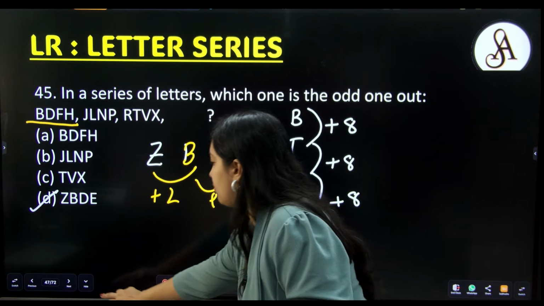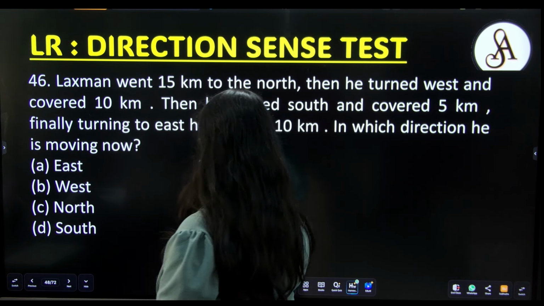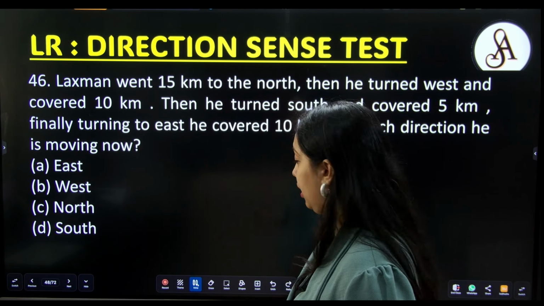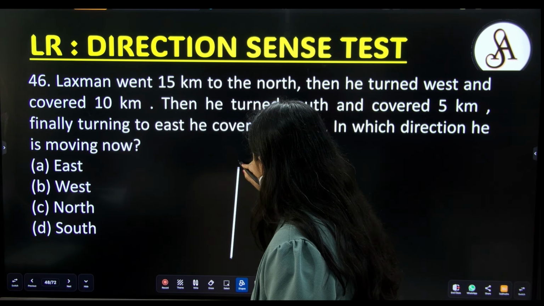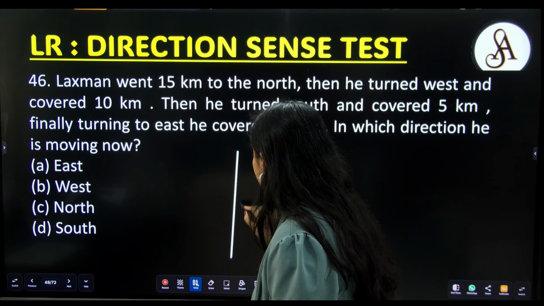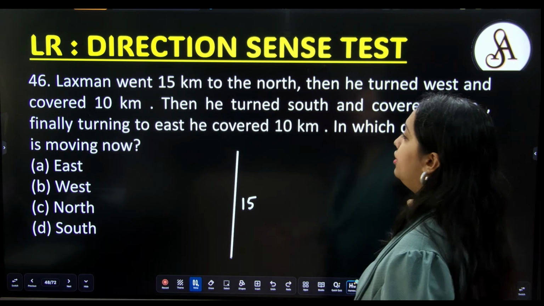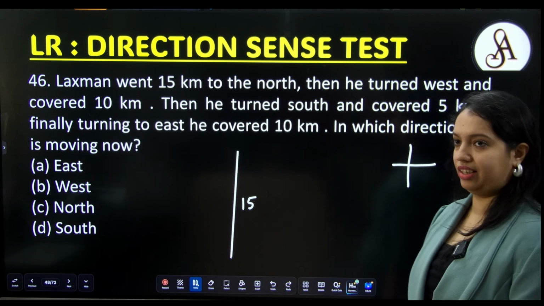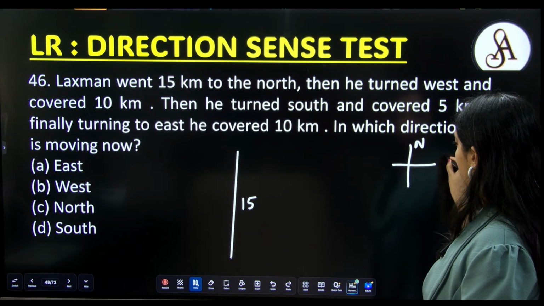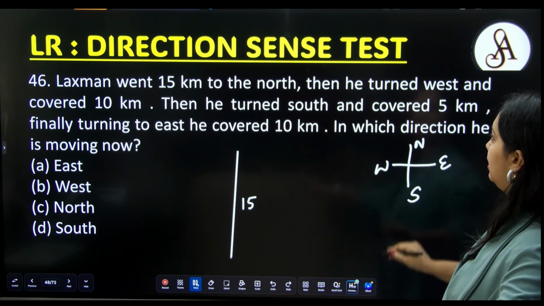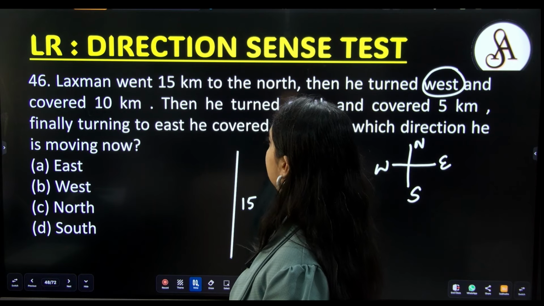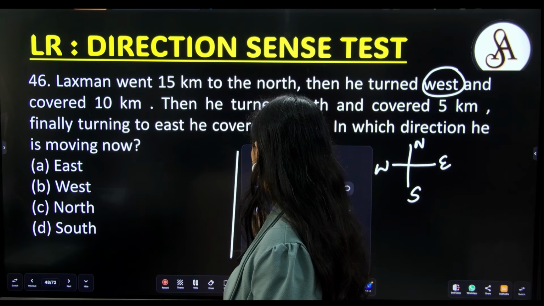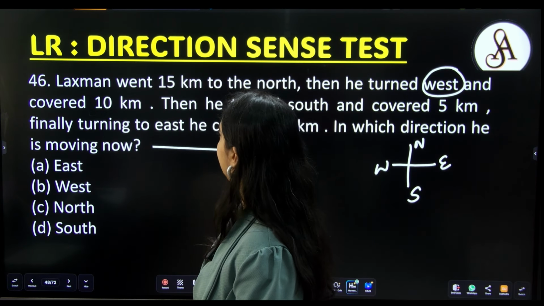Next, directions and test question. Lakshman went 15 kilometers to north. We'll take one starting point, 15 kilometers north. Then he turned to his west. Remember, for every direction sense test question, you're going to draw north, east, south, west. Now they are asking you to go west direction, covered 5 kilometers, correct? No, covered 10 kilometers west. So this is 10 kilometers west.